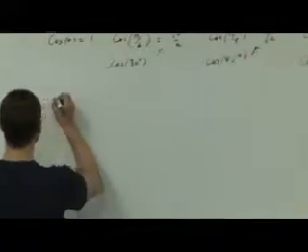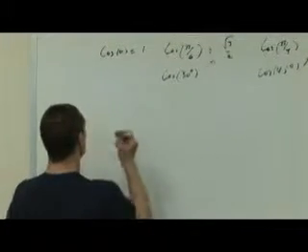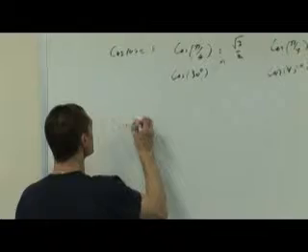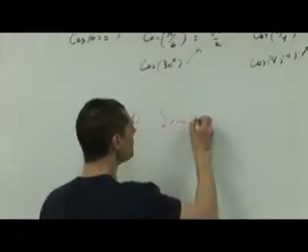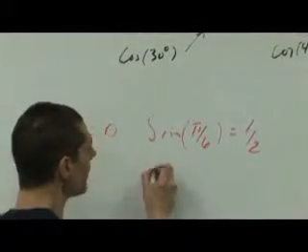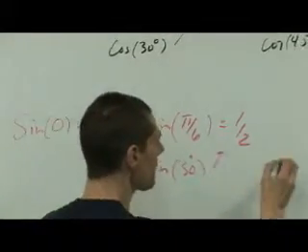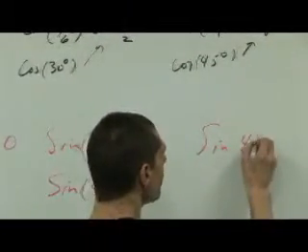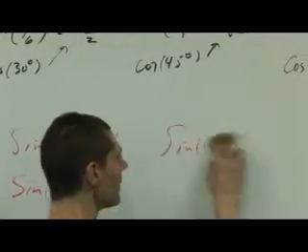The sine, I think I'll use red for sine. The sine of 0 is equal to 0. The sine of pi over 6 is equal to 1/2. And for now, I'll put 30 degrees here. It's the same thing. The sine of 45 degrees is, oops, and I'm putting radians on top.